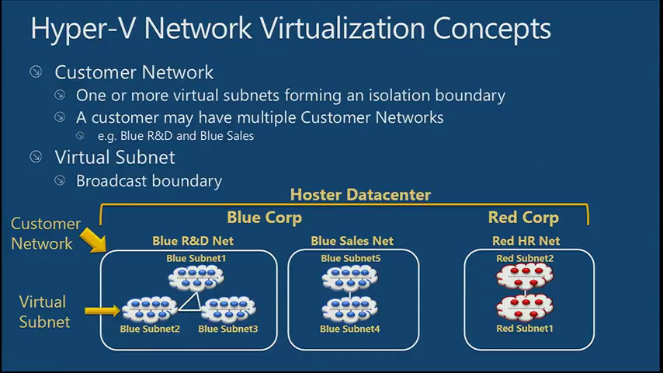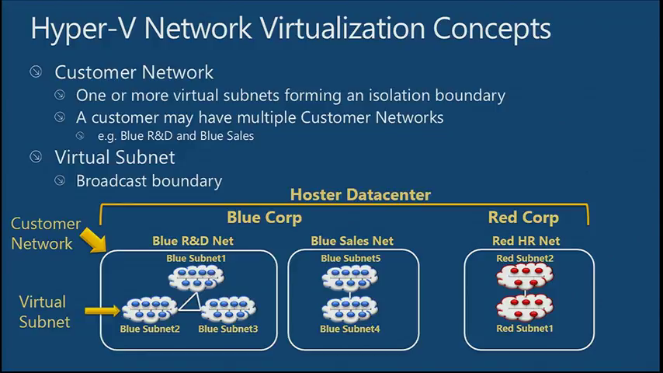Inside those customer networks, we also have virtual subnets, and they're basically broadcast boundaries. Think of those as your normal physical subnets. Every one of those subnets gets a virtual subnet ID, and that's important for the next slide. So we have these customer networks, and each of those has a virtual subnet. I'll show you this in the UI as well, so you can see what I'm talking about.